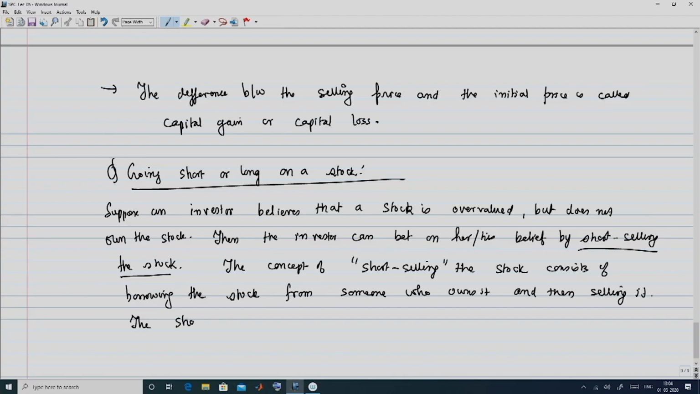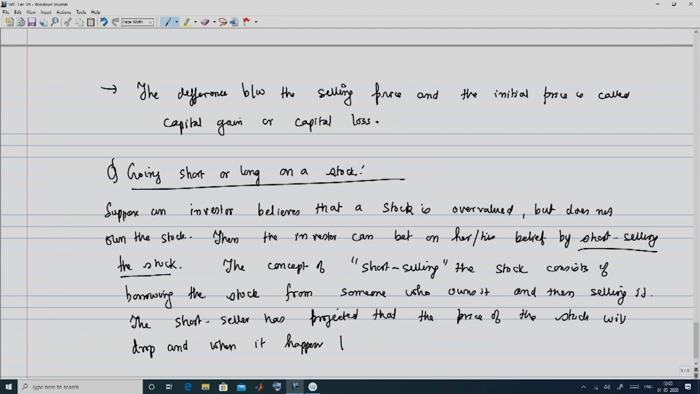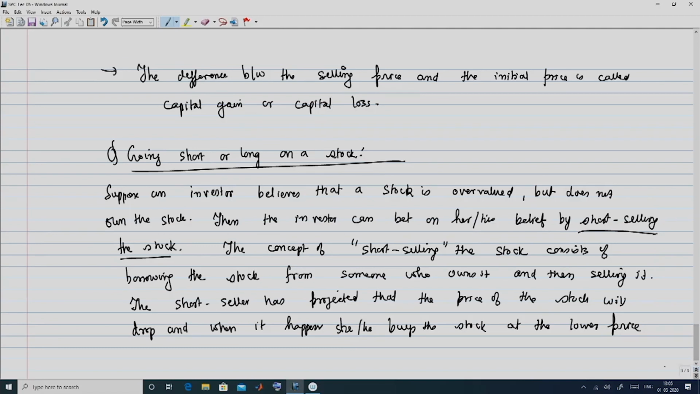The short seller has projected that the price of the stock will drop, and when it happens, he or she buys the stock at the lower price and returns it to the original owner.